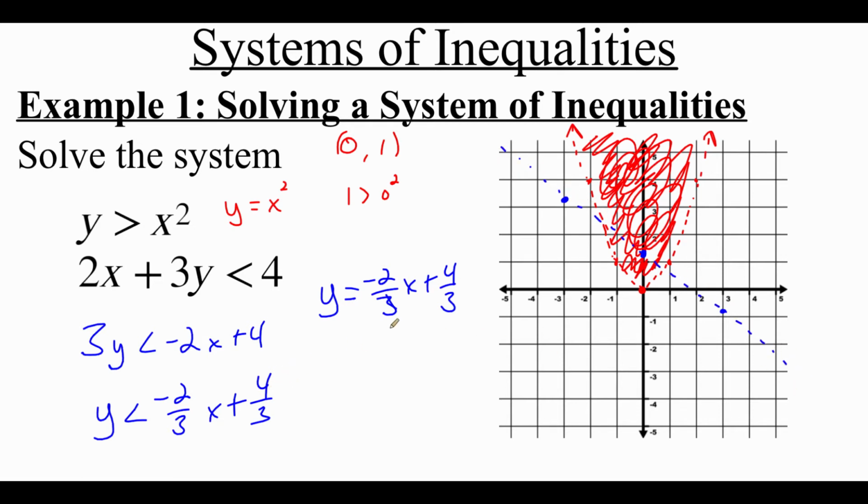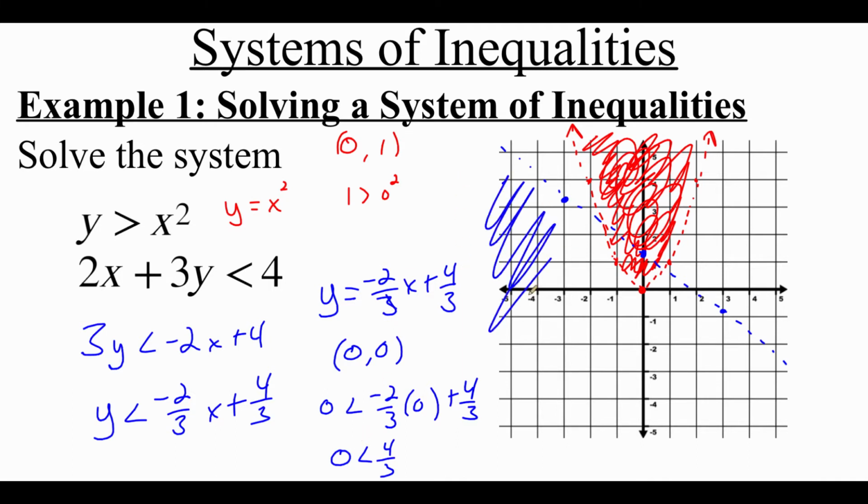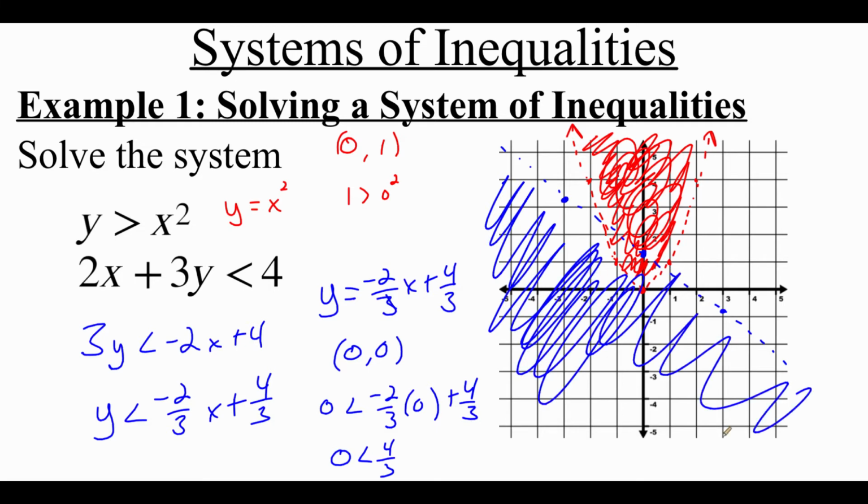Now here, our line does not go through the origin, so we can use 0, 0 as our test point. So if I plug those in, we get 0 is less than negative 2/3 times 0 plus 4/3. Well, negative 2/3 times 0 is 0, plus 4/3, we get 0 is less than 4/3, which satisfies our inequality, so we want to shade on the same side as that 0, 0. So we're going to end up shading below our blue line.